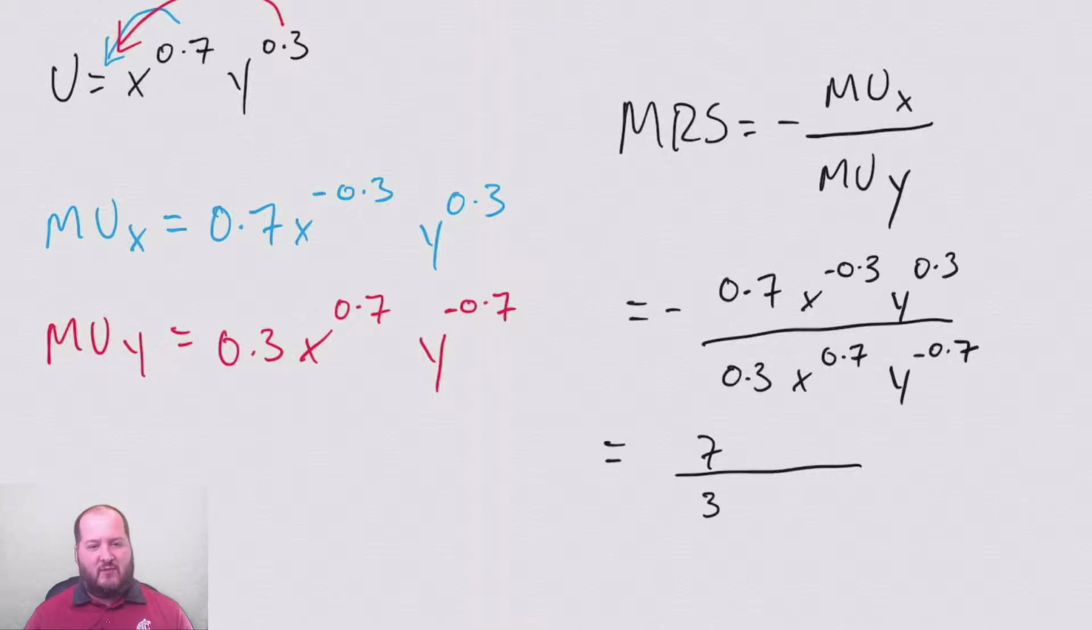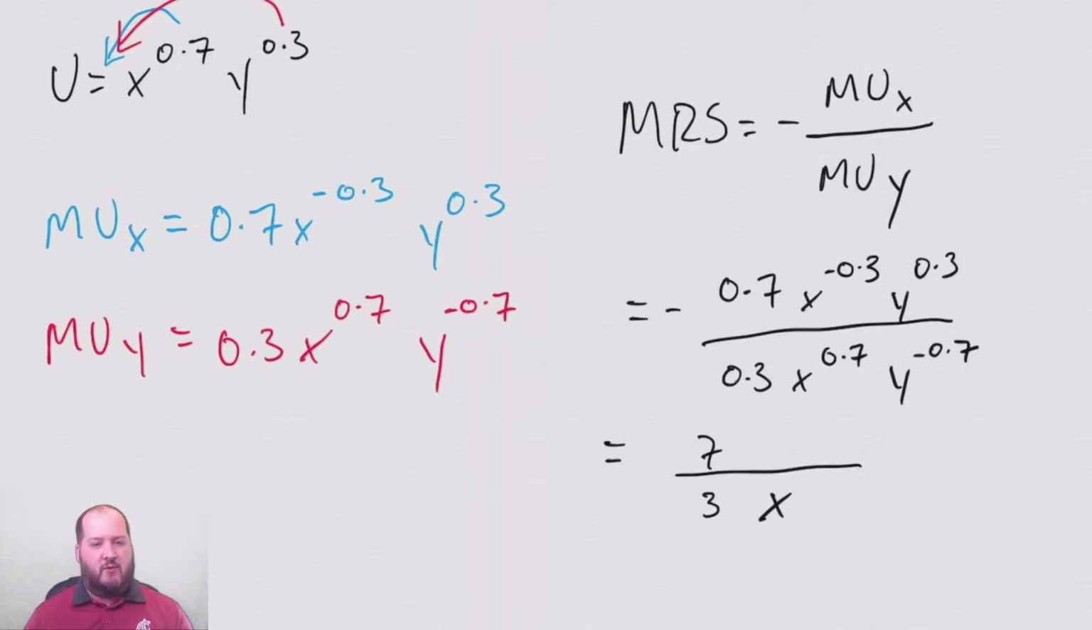So negative 0.3 minus 0.7 is negative 1. And so x to the negative 1 is just 1 over x. So I just put x in the denominator right here. Last term, y to the 0.3 divided by y to the negative 0.7.